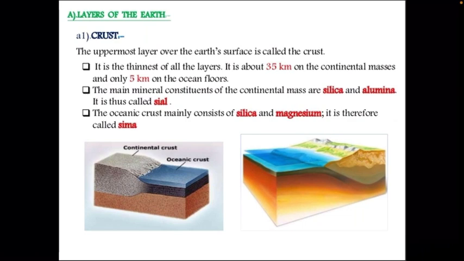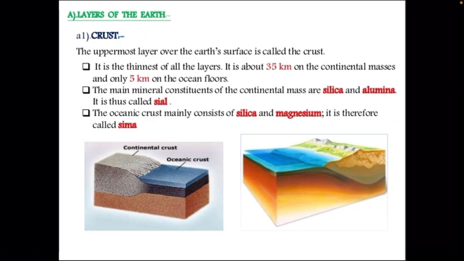Second, the second layer, that is mantle. It lies just beneath the crust and its depth is 2,900 kilometers below the crust. It is generally made up of silicates and magnesium oxides. Mantle is in molten state. Here it's liquid, molten.